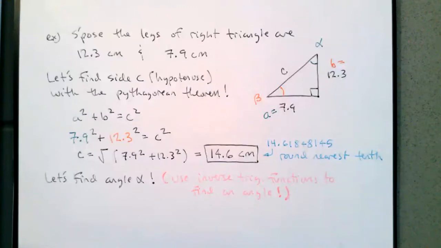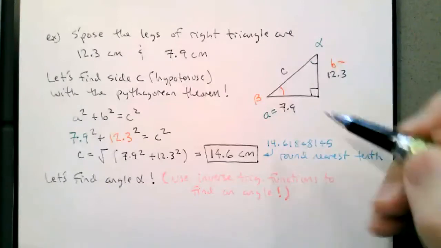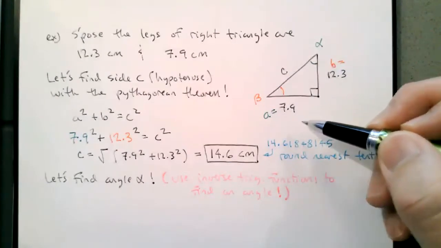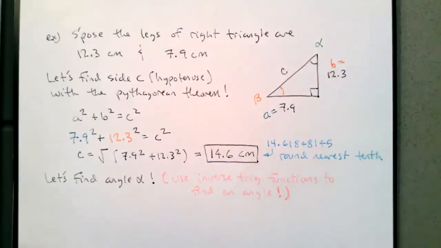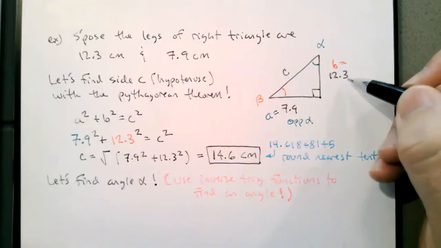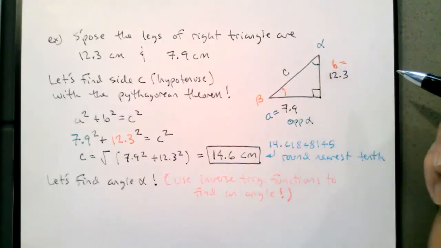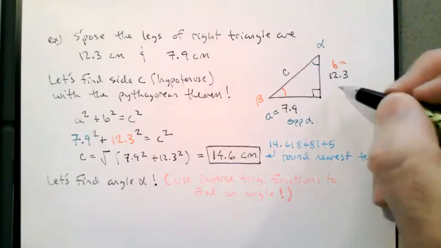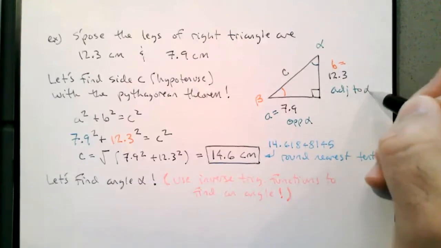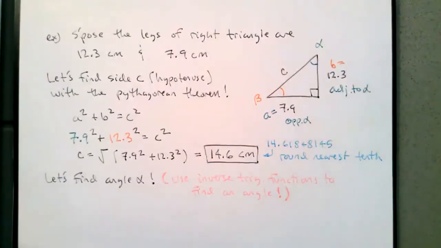So let's find angle alpha. What is side A relative to angle alpha? Is it opposite, adjacent, or hypotenuse? Opposite. So A is opposite alpha. And what is 12.3 relative to alpha? Adjacent. So B is adjacent to alpha. So the given information is opposite alpha and adjacent to alpha.